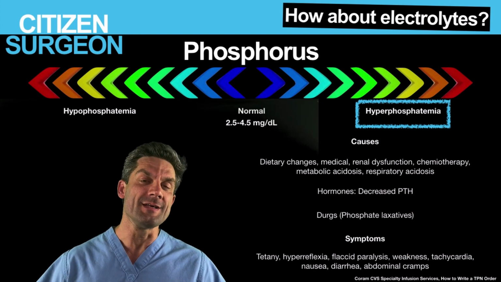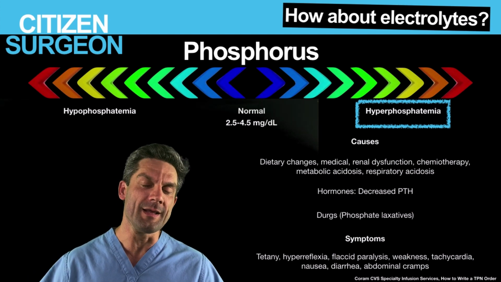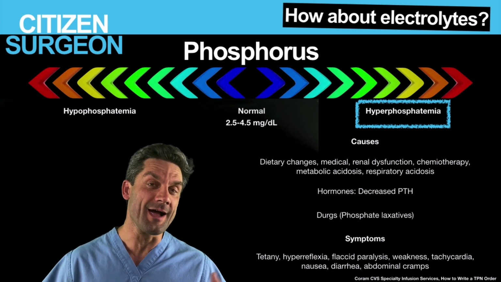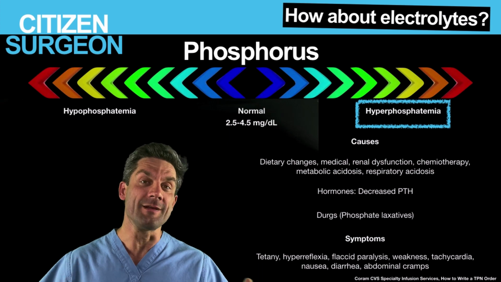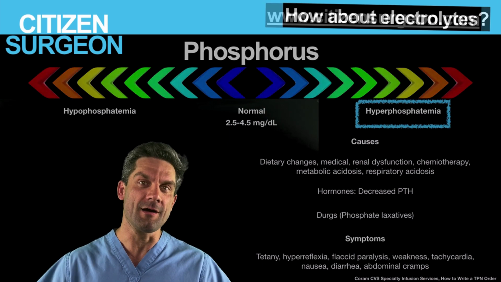Now look at hyperphosphatemia. When do you get this? You get this usually with renal impairment. You can also get this in hypoparathyroidism, where you get reduced phosphate excretion. And the treatment of this is really to address the underlying cause.